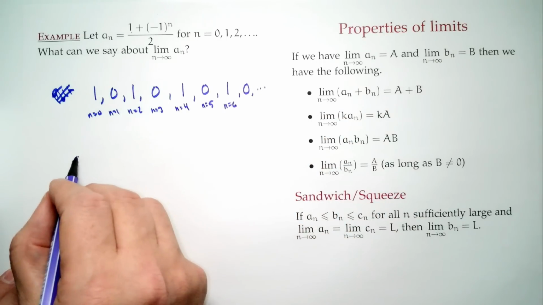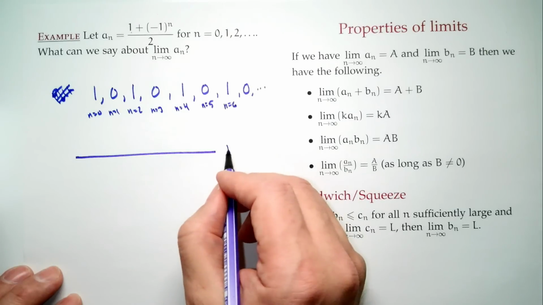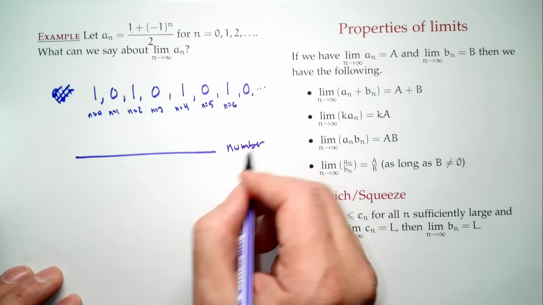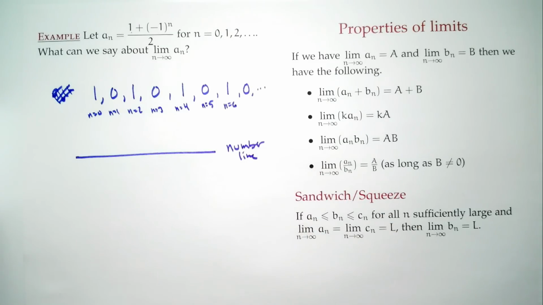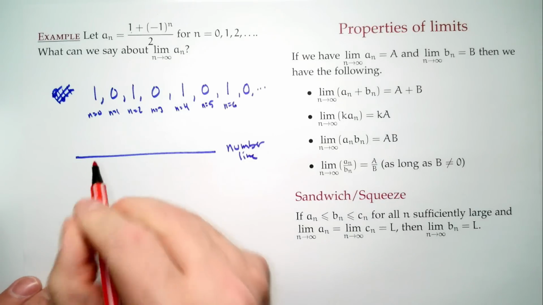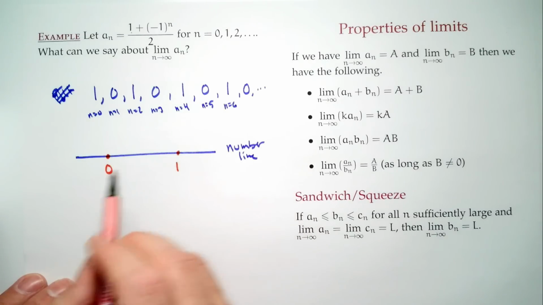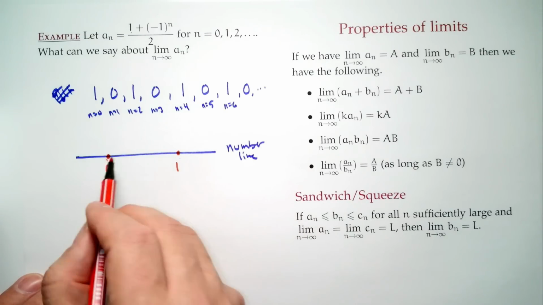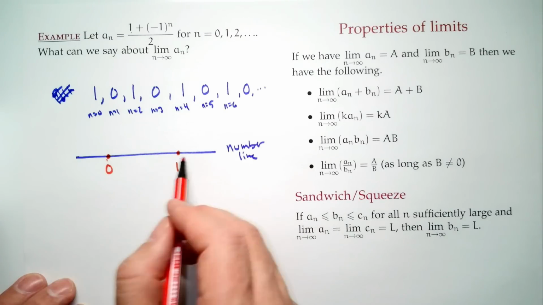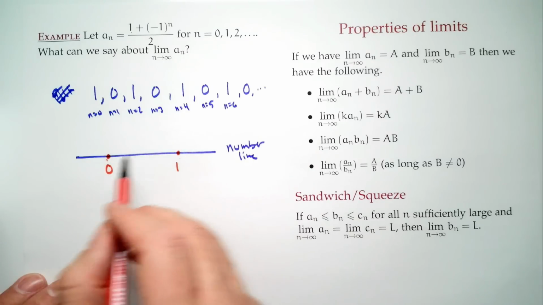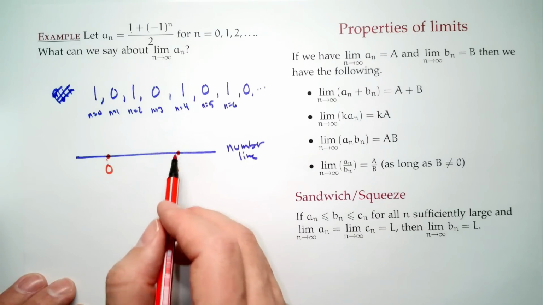So if you think about what's happening, here's your number line, and you really have two different things. You have 0 and you have 1, and it's jumping back and forth. 1, 0, 1, 0, 1, 0, 1, 0. And that's what's happening to our terms. Which is a little bit different.